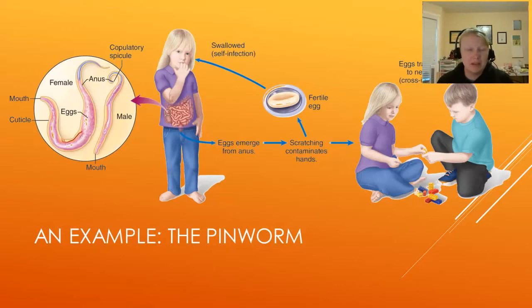And these eggs will then emerge, and either through not washing her hands or just other unhygienic activities, she will then release the fertile eggs, and she can either pass it on to other children through touching other toys or reinfect herself by eating those fertile eggs. We sometimes refer to this as the fecal oral route. It's a little gross, it's a lot gross, but it's important that we understand how this works.